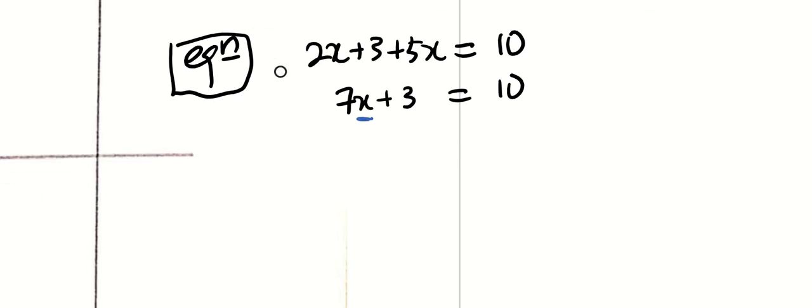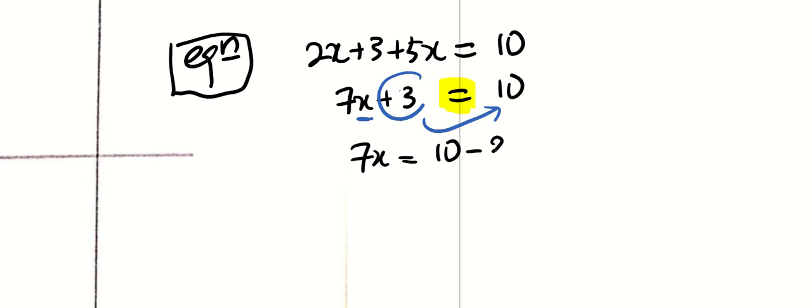Remember I used to say, for an equation, we want to solve for x. So we want to keep x alone on the left-hand side. That means I see this plus 3 over here, I'm going to throw it across the equal sign, and as a result, it will change sign. So what I'm left with is 7x equals to 10 minus 3, and that gives me 7. So from here we know x equals to 1.